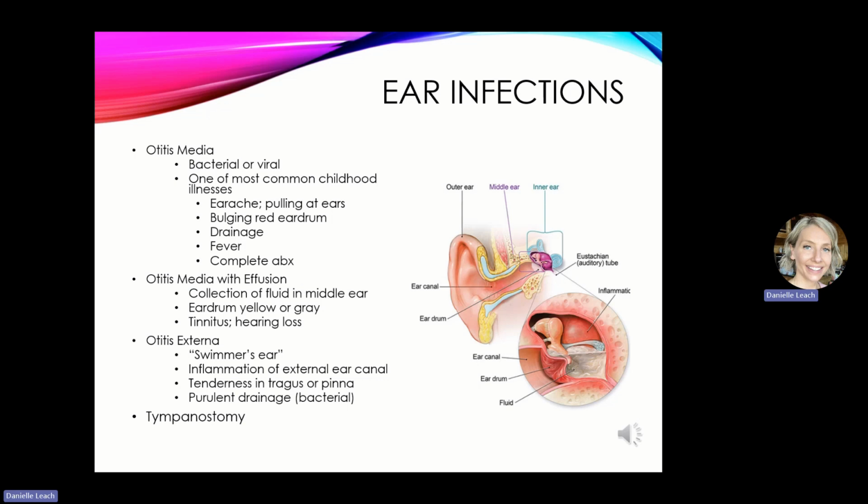Some of the signs of an ear infection can be the child says that their ear hurts. If they are too young to verbalize that, such as babies, they may be pulling at their ears or messing with their ears frequently. If we were to look in their ear with an otoscope, we would see that their eardrum is bulging and red. They may have drainage. It could be yellow or green. It could be foul smelling.